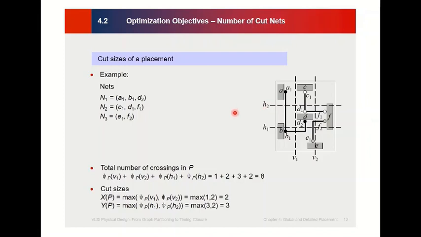Another definition is cut size. For vertical cuts, we have 2 cuts. The cut size is determined by the cut which is the larger one. In this case, we have 1 cut here and 2 cuts here. So the vertical cut size is 2. Similarly, for horizontal cuts, here we have only 2 cuts, and here we have 3 cuts, 1, 2, 3. So the cut size for horizontal is equal to 3.